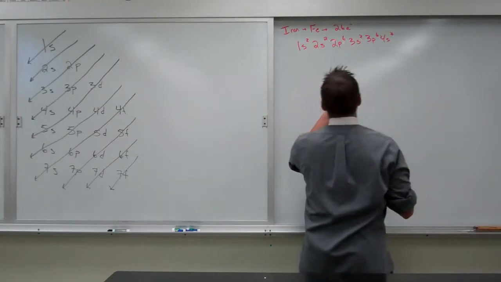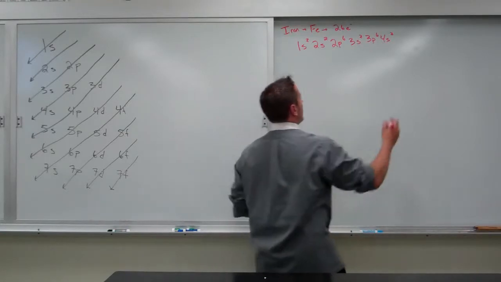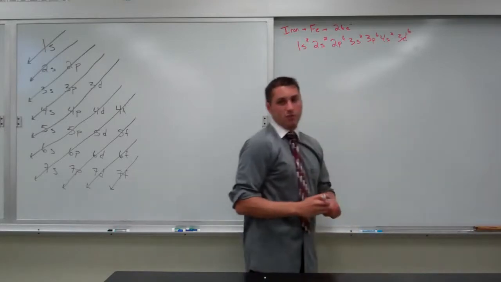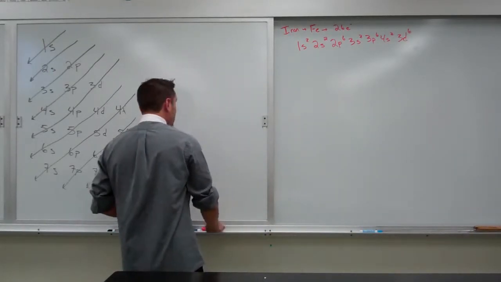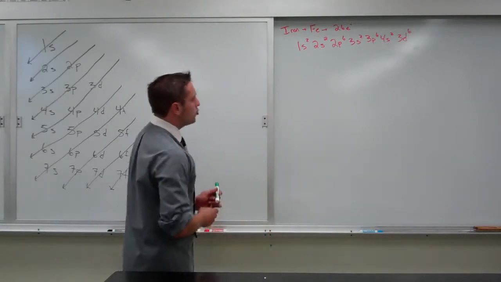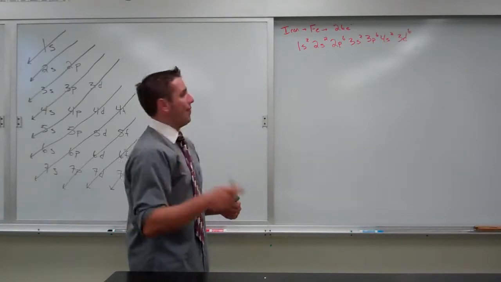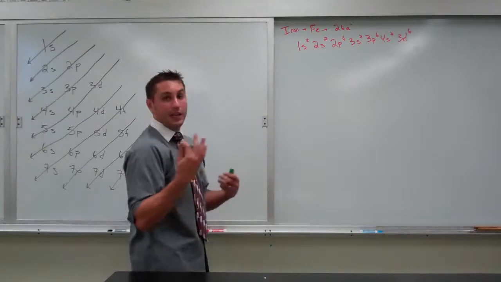We're at 2, 4, 6, 10, 12, 18, 20. We need 6 more. So this will just be 3d6. It only needs 6 of the 10 that it's capable of. So when I go to draw my orbital notation for this, every time I see an s, I have to put 1 line. Every time I see a p, it's 3. Every time I see a d, it's 5.